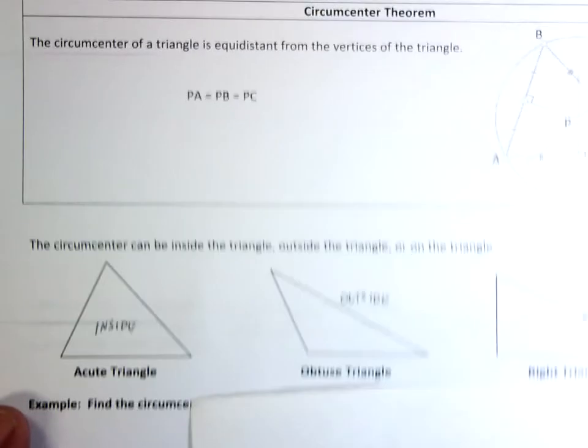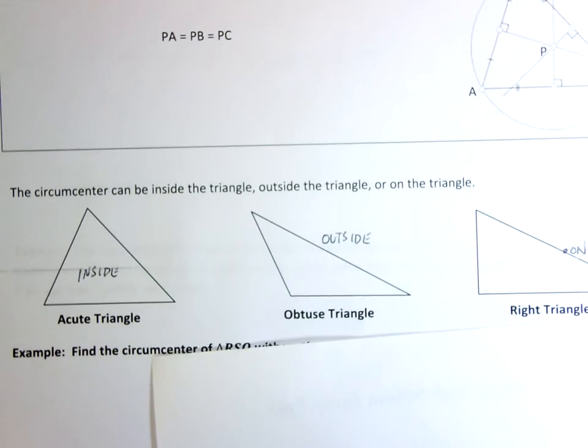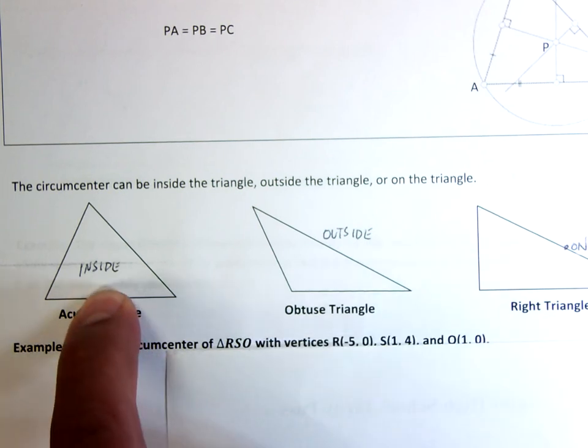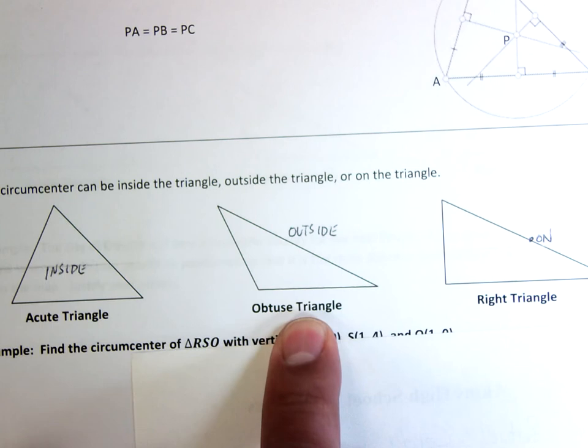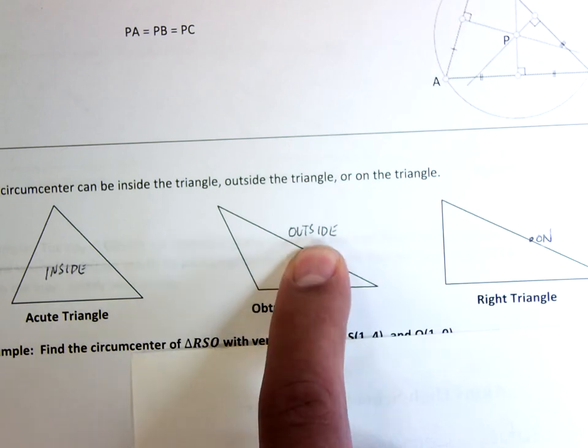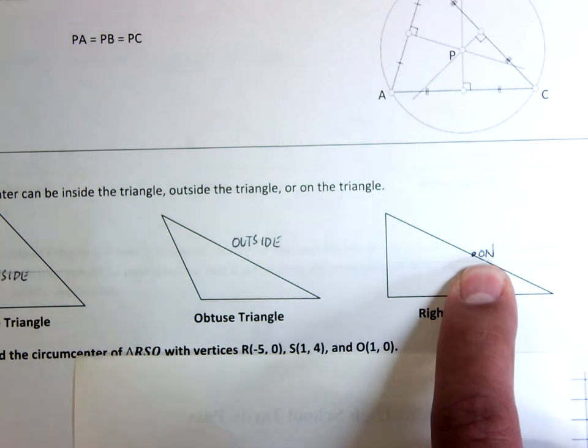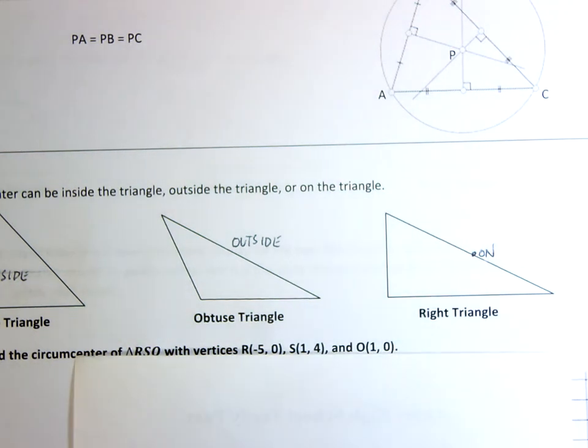Circumcenters do not have to be inside the triangle. If it's an acute triangle, the circumcenter will be inside the triangle. If it's an obtuse triangle, the circumcenter is going to be outside the triangle. If it's a right triangle, the circumcenter is going to be on the triangle itself. Okay, right triangles are easy. Let's do one real quick.